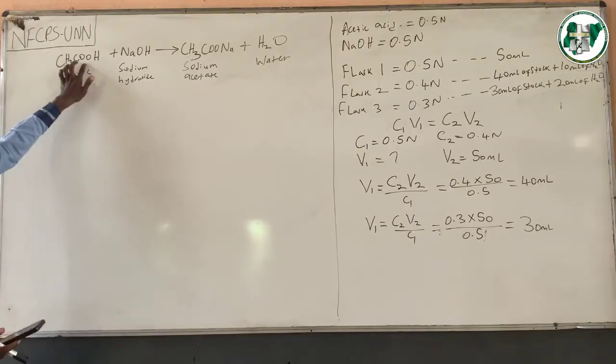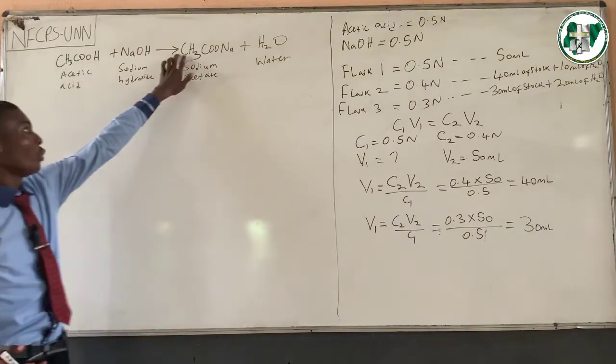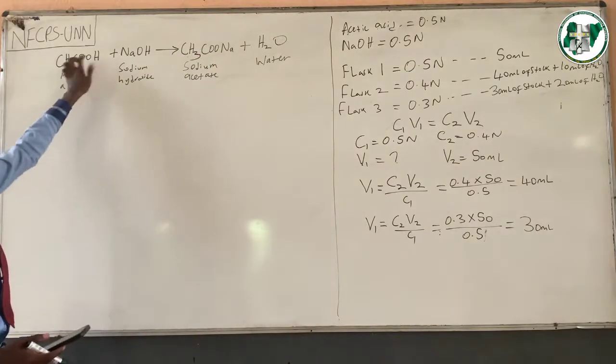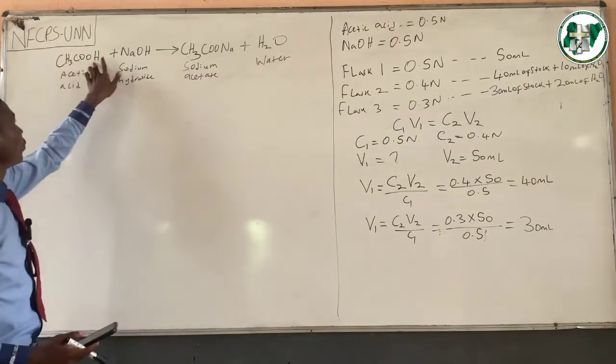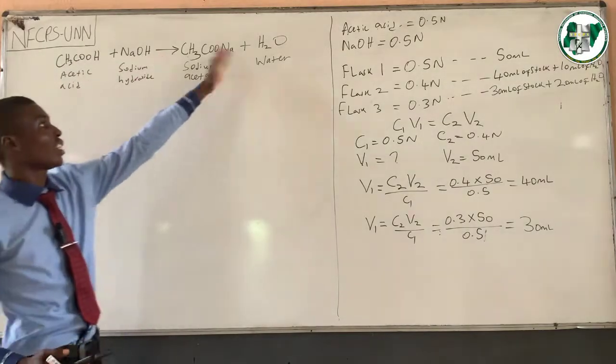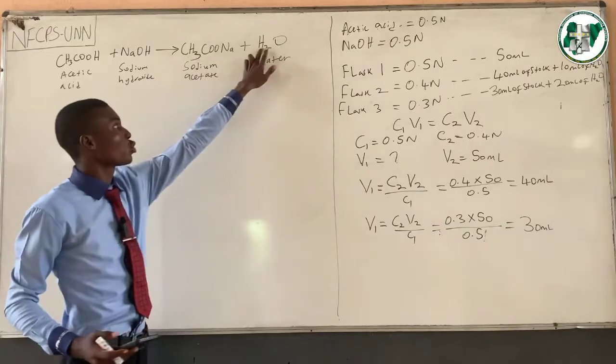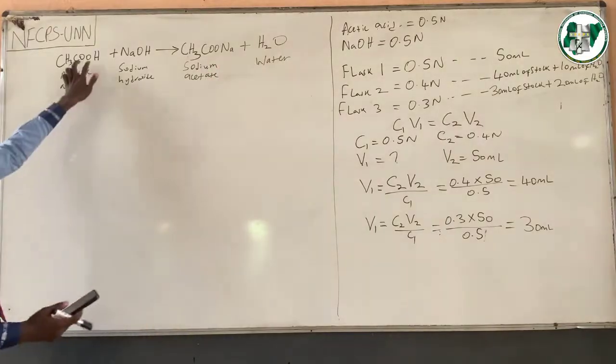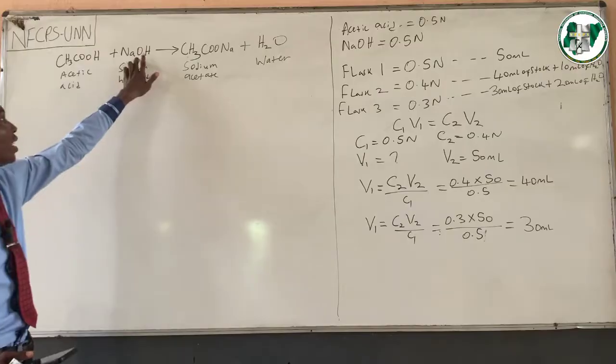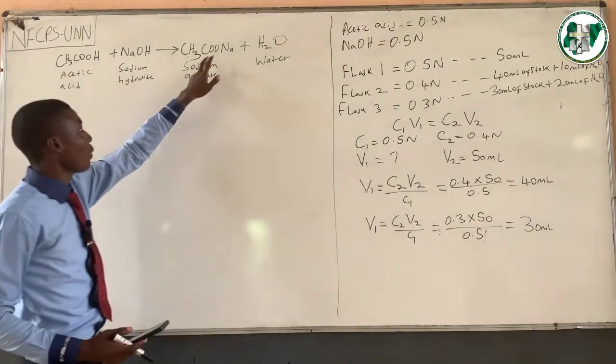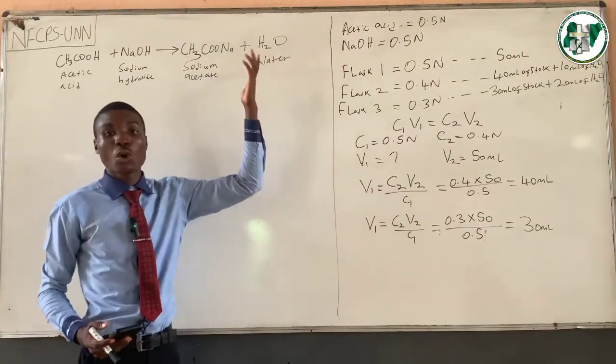So how many carbons do we have here? We have 2 carbons, and 2 carbons. We have 4 hydrogens here, 5 hydrogens. So let us check the number of hydrogens here. We have 3 plus 2, that's 5. So hydrogens are balanced. Then the oxygen here, we have 3 oxygens. And here we also have 3. So the oxygens are also balanced.